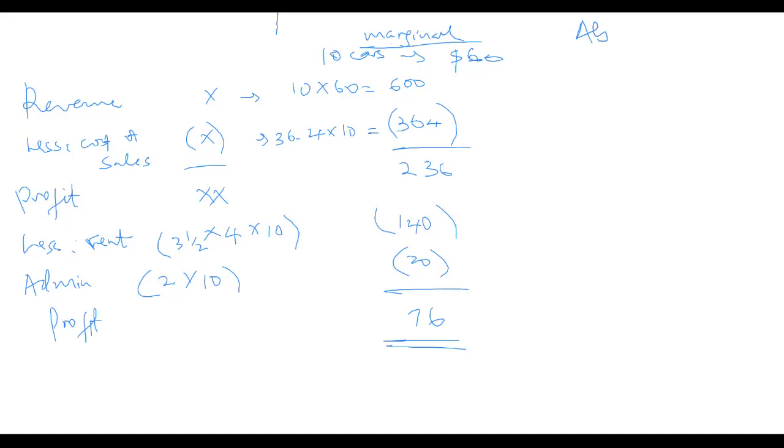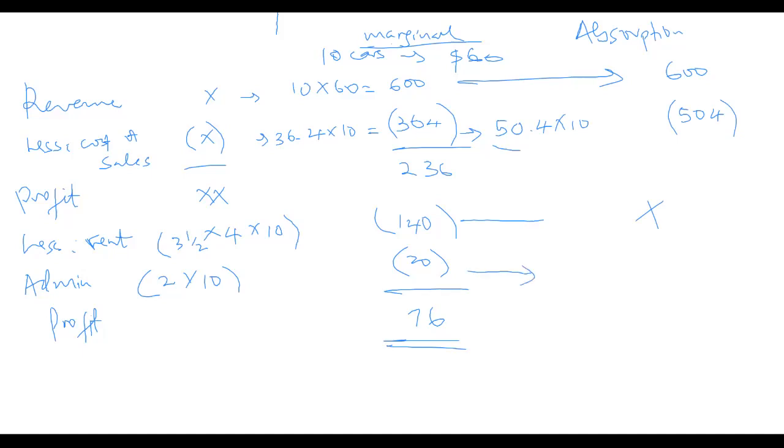If the company is using the absorption costing method, revenue remains the same at 600. The cost, however, will now be different, because the cost of the product was 50.4 times 10 to give us 504. I hope you still remember that. Here the rent has already been absorbed, so you put nothing here. However, we have admin cost. Don't forget, admin cost is not absorbed because it is not part of production cost, it is non-production cost.